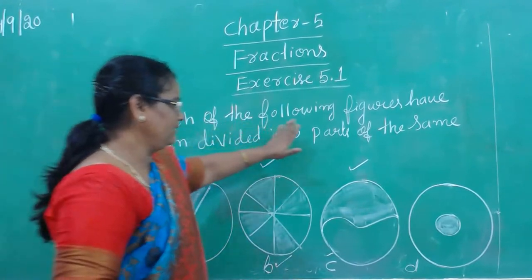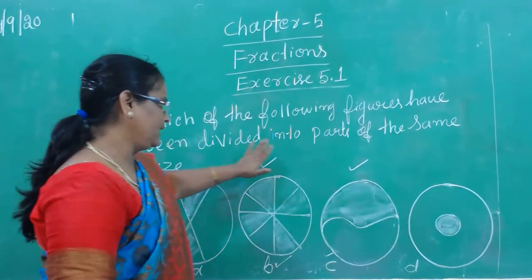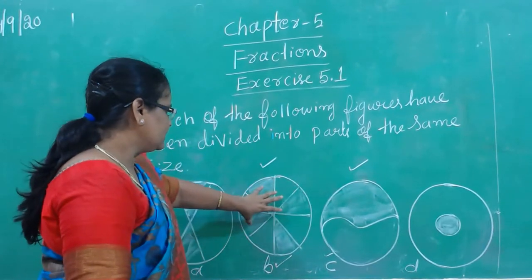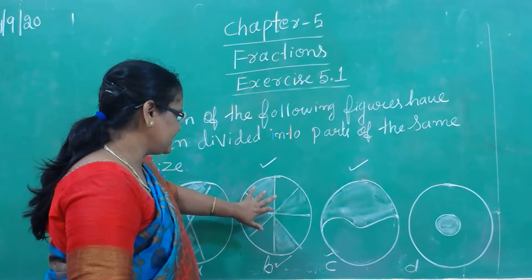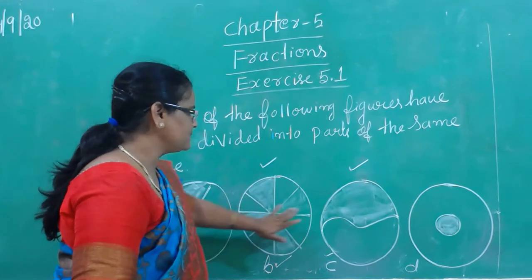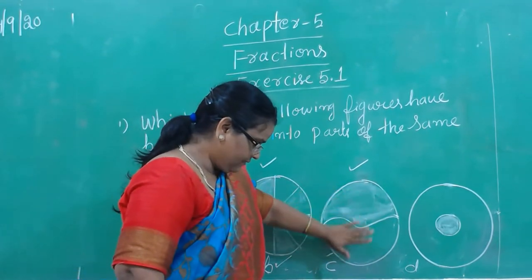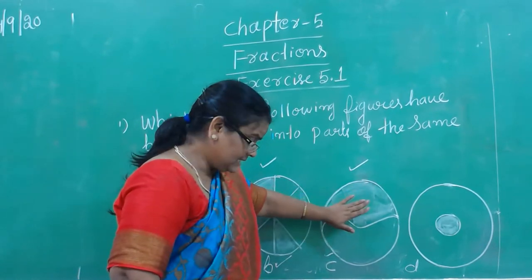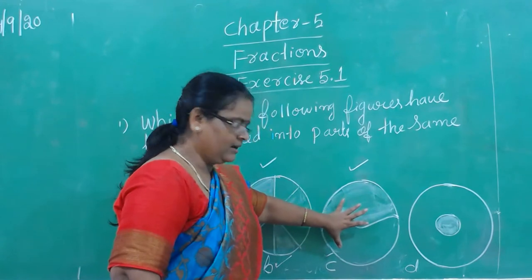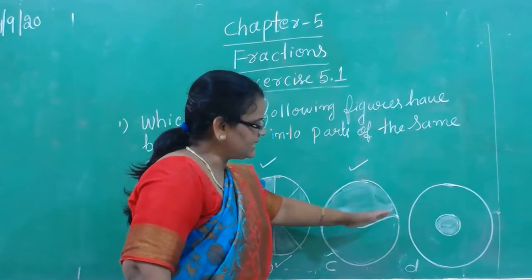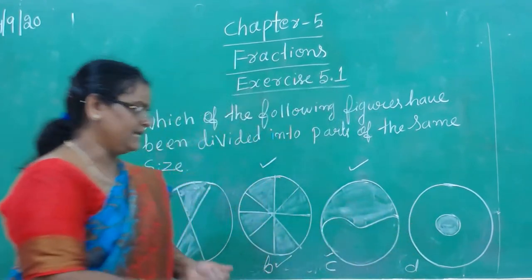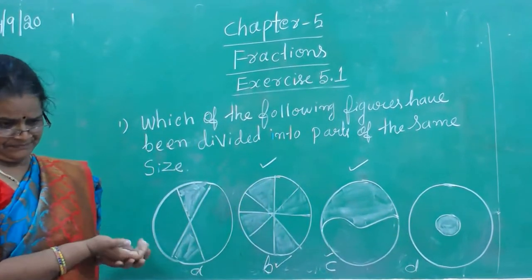Which of the following figures have been divided into parts of the same size? This B is the same size, 1, 2, 3, 4, all four are the same size. This is also half and half, the same size. This is divided into equal size, otherwise this is not equal size. This is your first question.